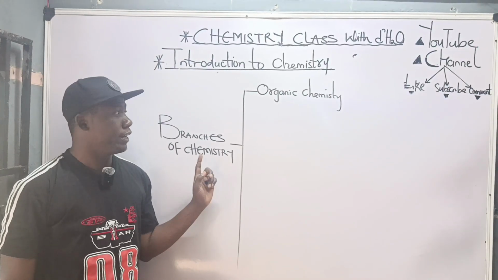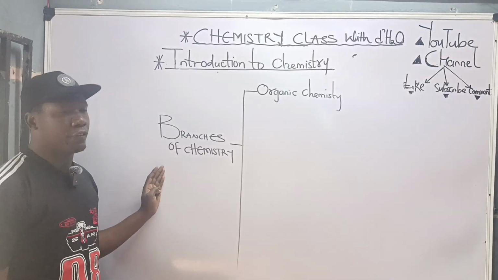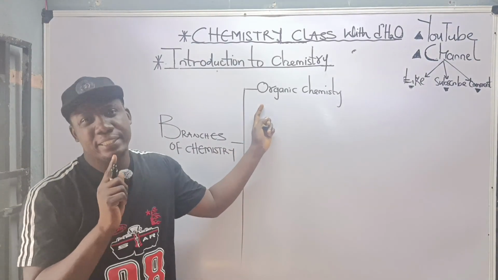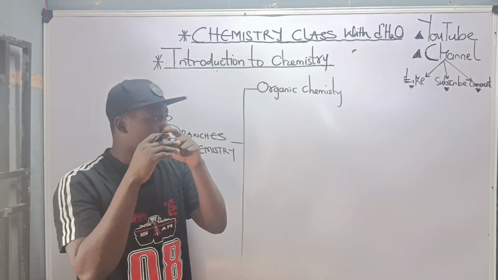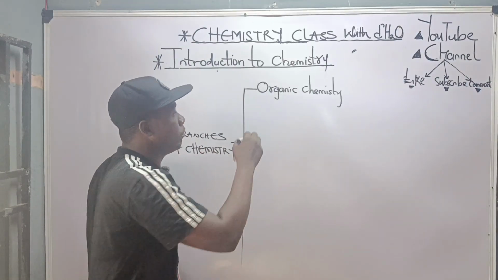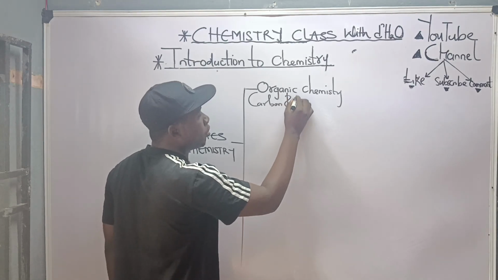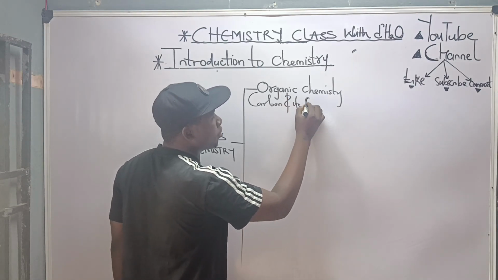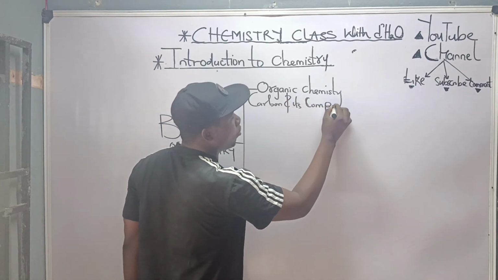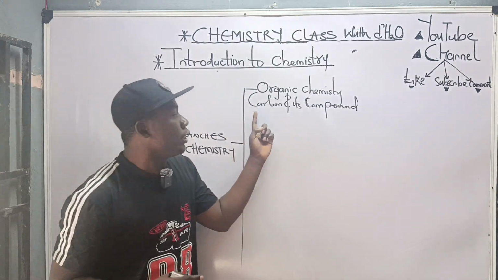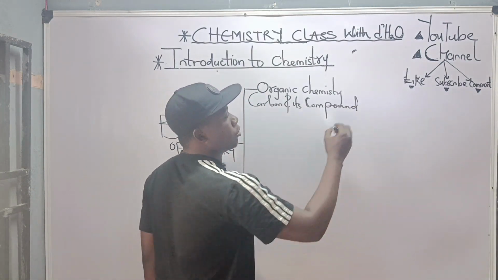Now let's break it further to see what these branches of chemistry actually contain. Like I said, there are 4 branches of chemistry. We have organic chemistry. Don't forget, organic chemistry is based on carbon and its compounds. And this organic chemistry that you see here is divided into 2.